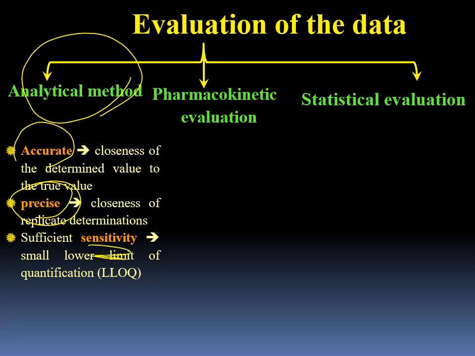Sensitivity, it means you can detect the smallest concentration in plasma or urine. Your lower limit of quantification is very low. You can detect down to 1 nanogram per milli. That is the ideal case scenario.